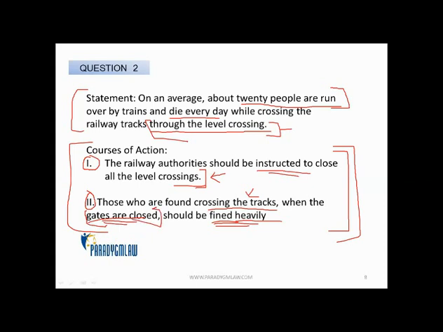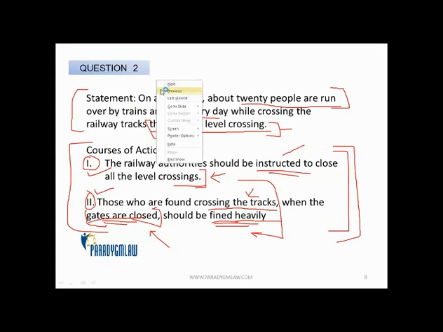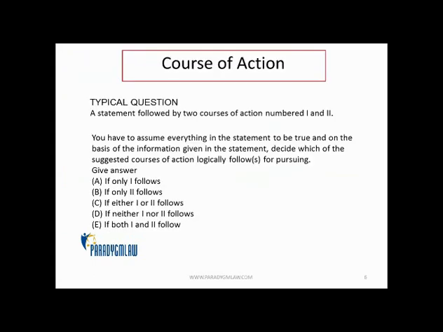So when your railway authority, they have to be instructed to close the gates. If they are not given that instruction strictly, then they may not close the gate, and therefore you have people dying by crossing the tracks. And then fining anyone after that point, there's no point in fining someone after that. So my point is, in this particular question, both follow. So your option will be, like we saw here, if both follow, it's option E.